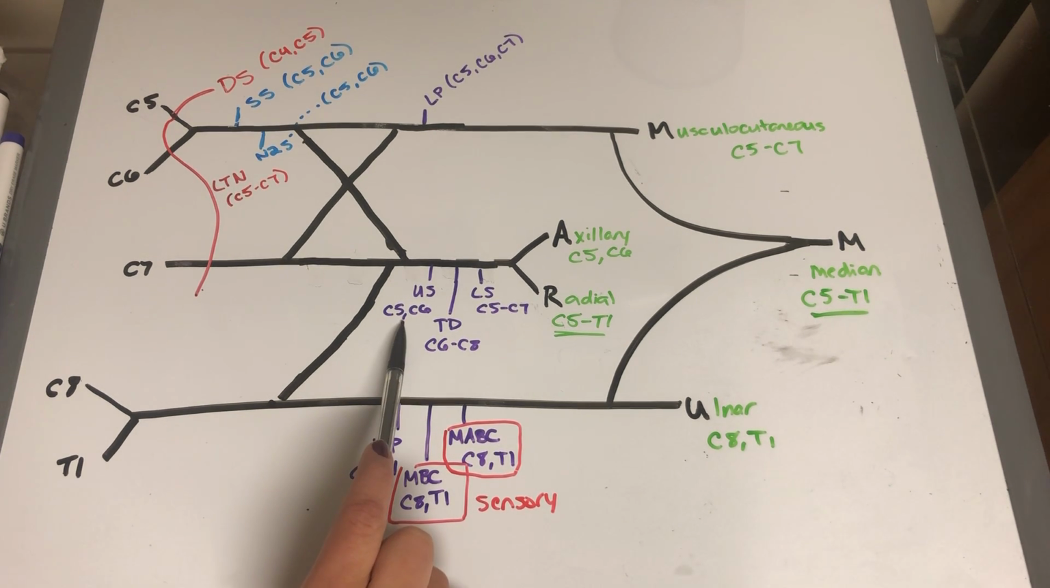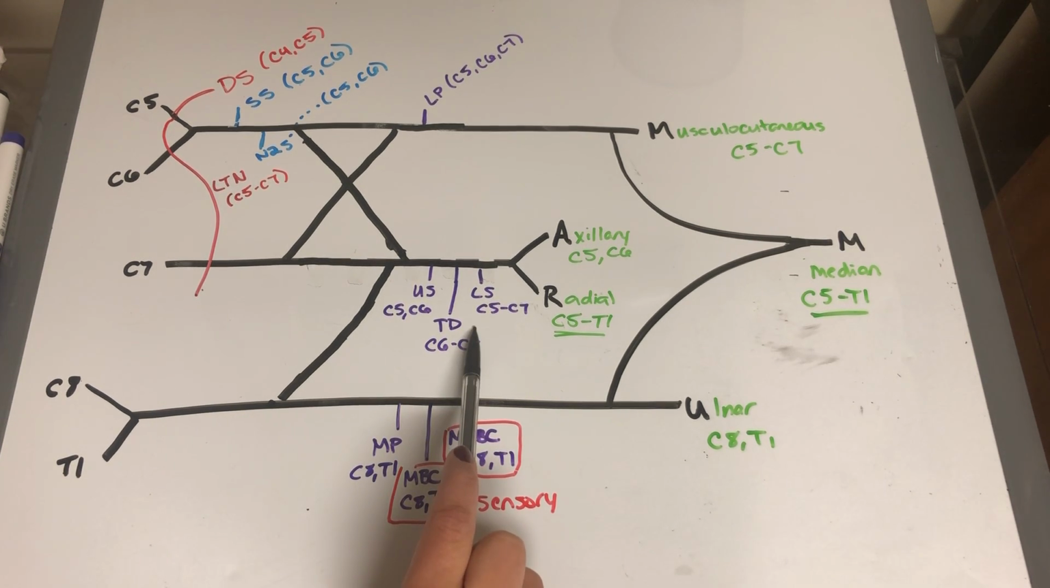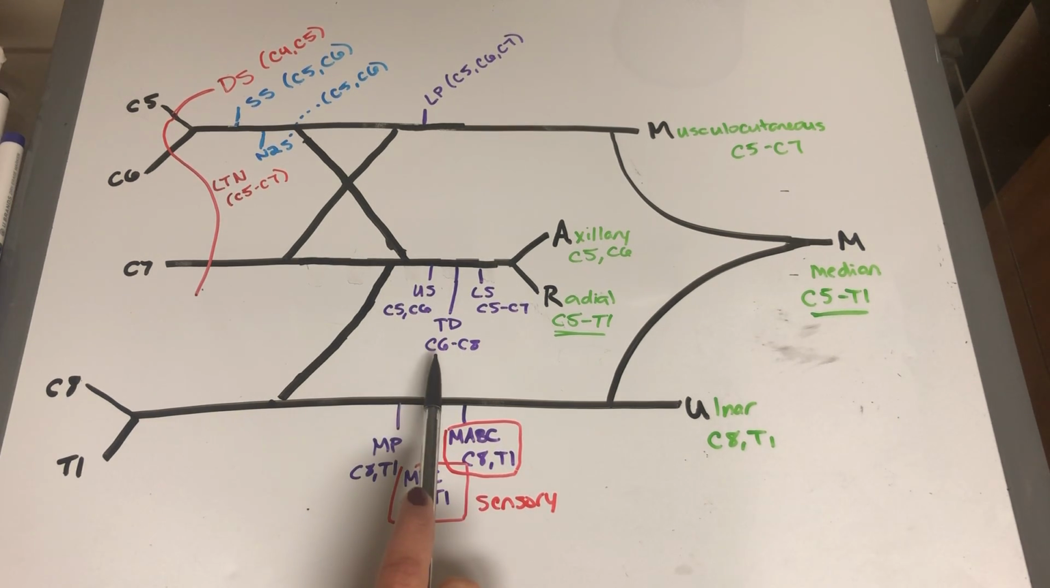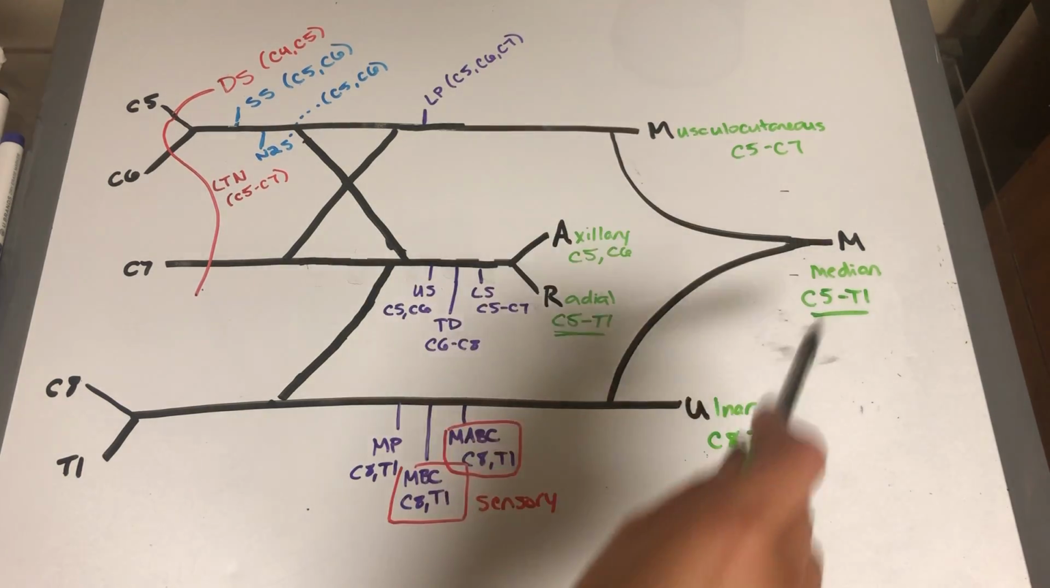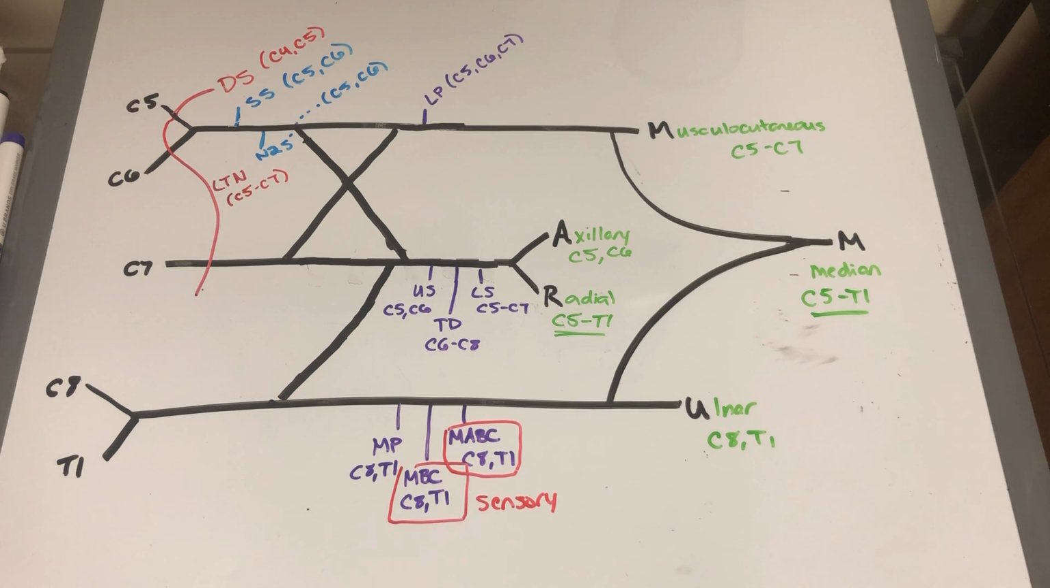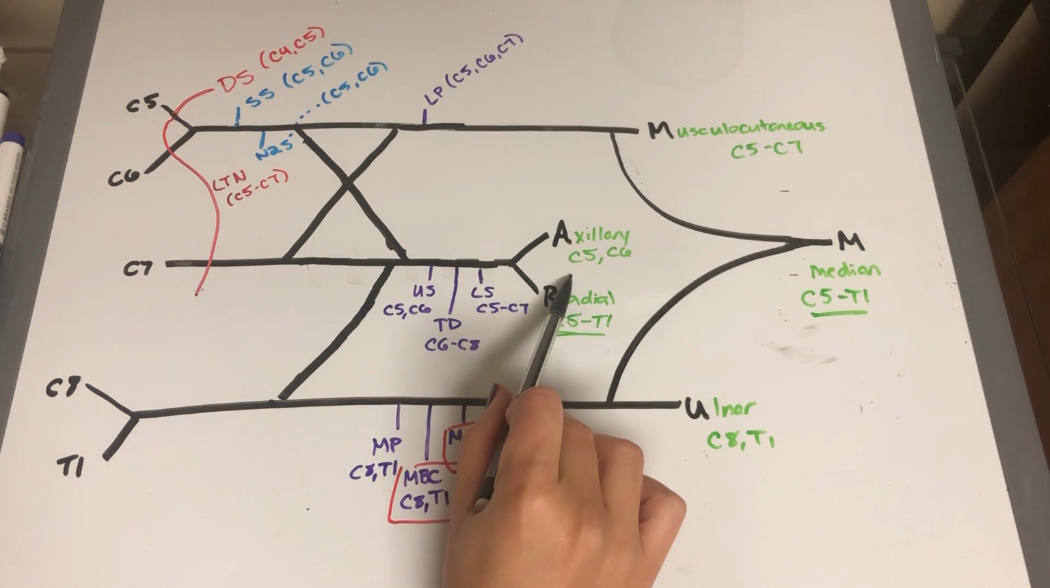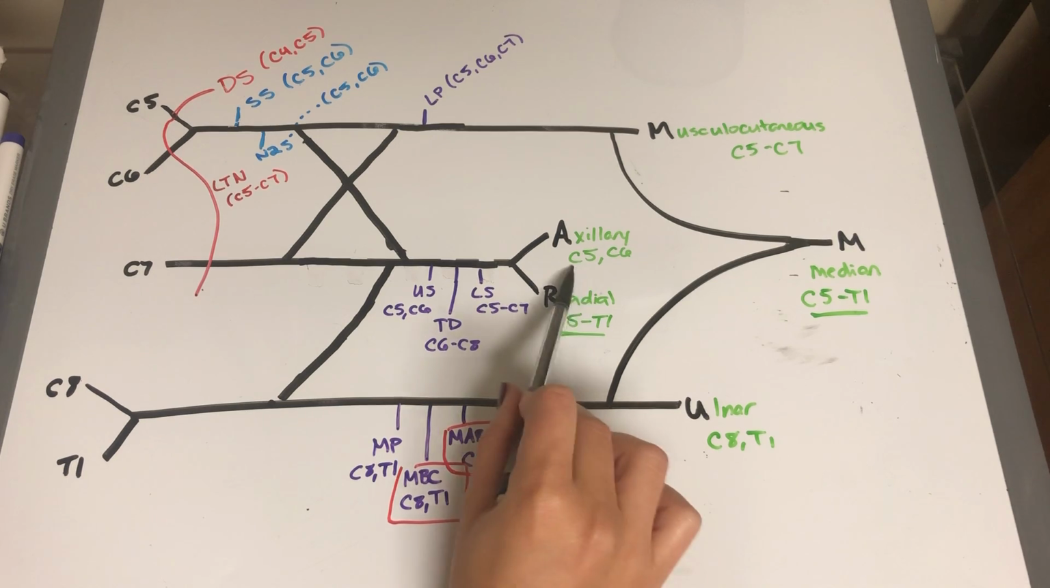Now up here we have the upper subscapular nerve, which is for the superior subscapularis. The lower subscapular nerve is for the teres major and the lower subscapularis. And then the thoracodorsal nerve is for the latissimus dorsi. For these final 5, we will get more information on those later, but the axillary nerve, that one's for the deltoid and the teres minor.